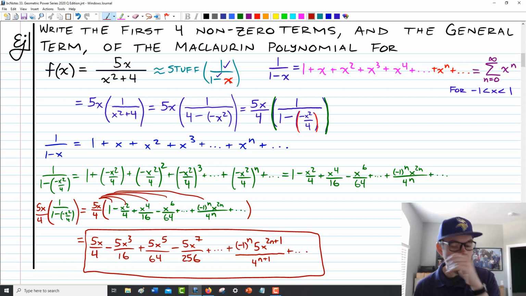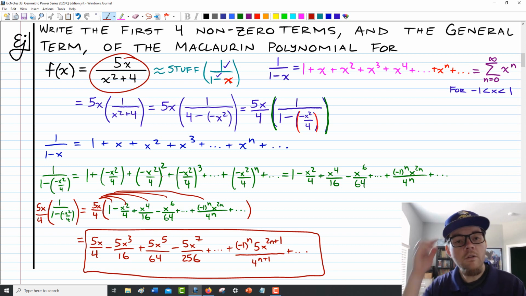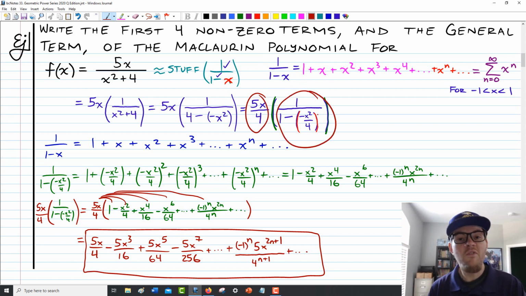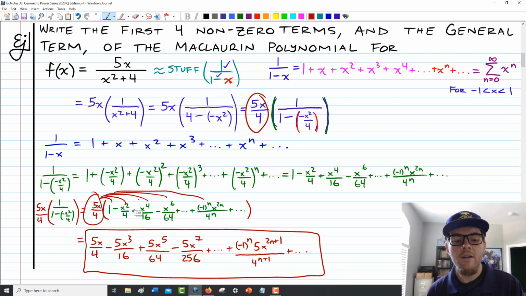Voila, there it is. So what did we do? Just to recap, we tried to transform our rational function, which in this case was 5x over x squared plus 4, into a form that resembled, or corresponded with, the geometric power series. Once we transformed it by rewriting it as a bunch of stuff times something that fit the form of 1 over 1 minus stuff, we were able to do substitution just like we always have before in manipulating power series, and then multiply by all that stuff out in front, and we were able to get our power series just the same way.